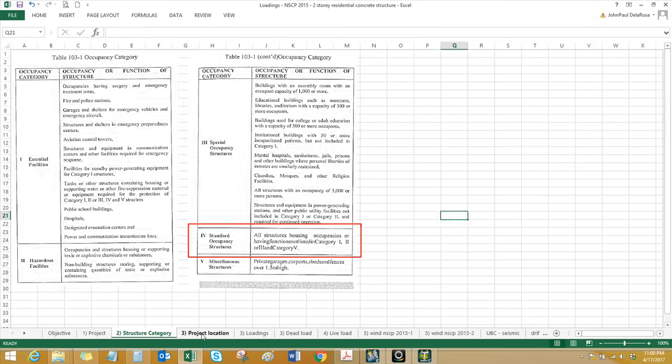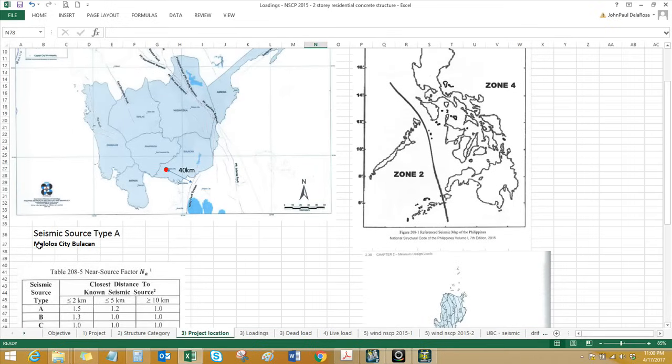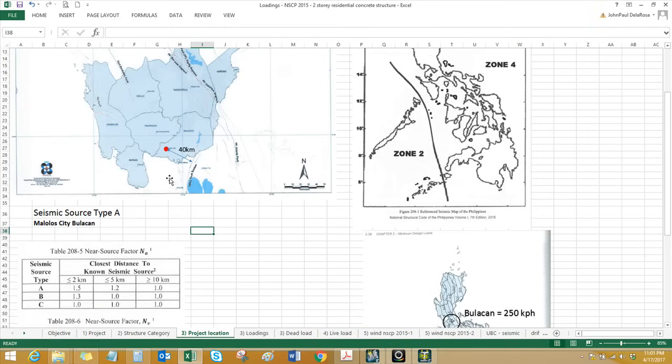So, project location in Malolos City, Bulacan, seismic source type A. So, yung project is 40 kilometer, okay, from the known seismic source. Okay, so sukatin nyo lang, no?